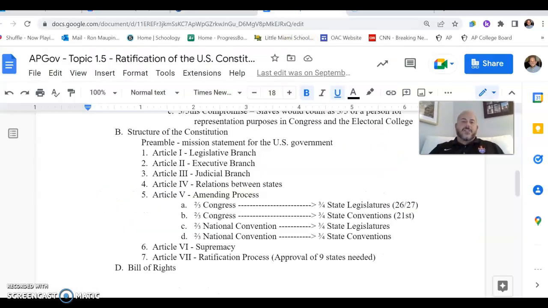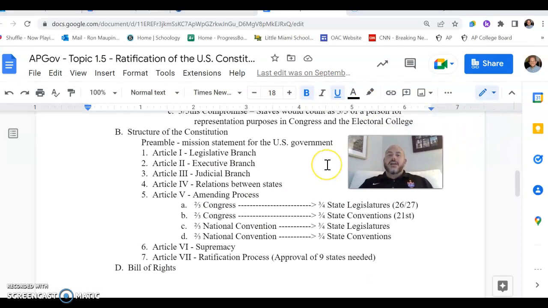And then the last thing to kind of round it out, in Article 7, it says what it requires in terms of this plan for government, which is what it was initially, for it to actually become ratified, to actually now become the official government of the United States. And that would require 9/13. So now, of course, we know every state has eventually ratified the Constitution. So that's how it goes, from Preamble to Article 7.